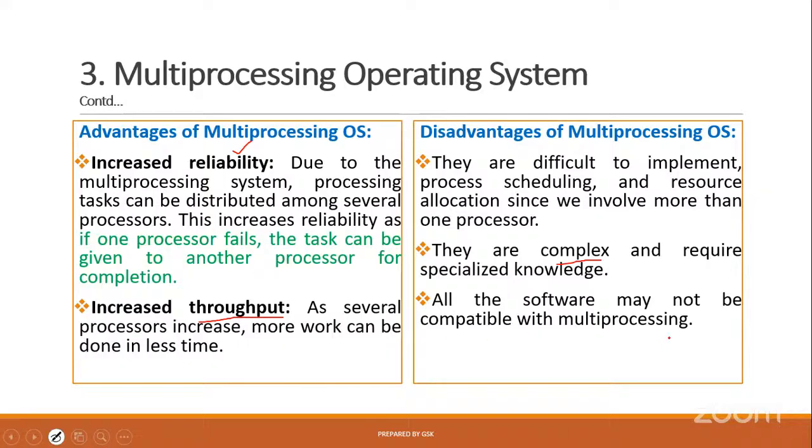And the next disadvantage is that all software may not be compatible with multiprocessing. We may use different types of software in the operating system, but all of them may not work properly with multi-processing operating systems. Generally, all this software works well with single processor operating systems. Obviously, whatever systems we are using, probably all are single processor operating systems only. We have one CPU.